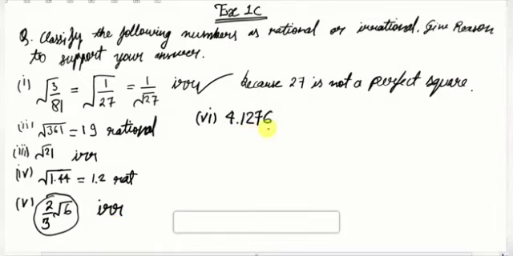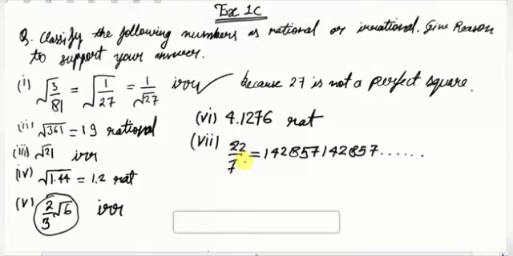Now the sixth question is 4.1276. Now this decimal is what? This decimal is terminating at a point. That means 4.1276 is a terminating decimal, and that's why it is a rational number.